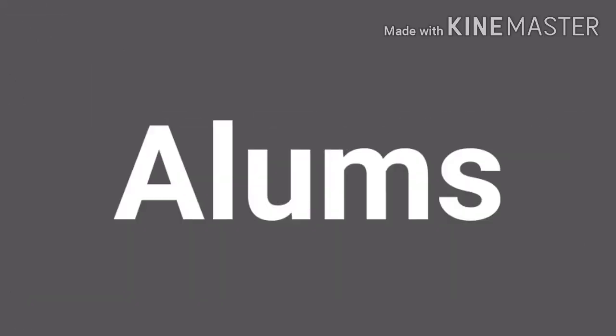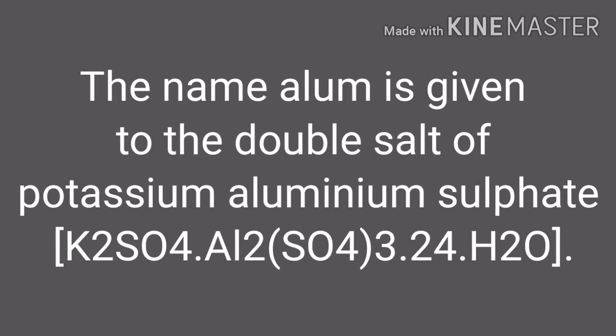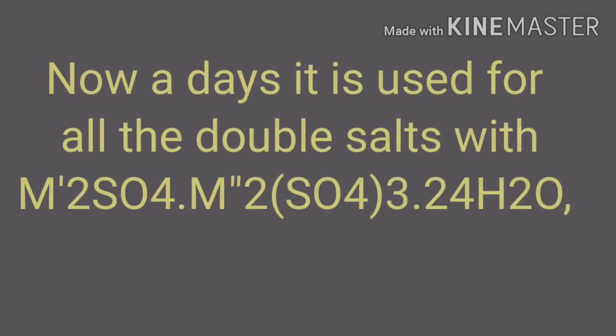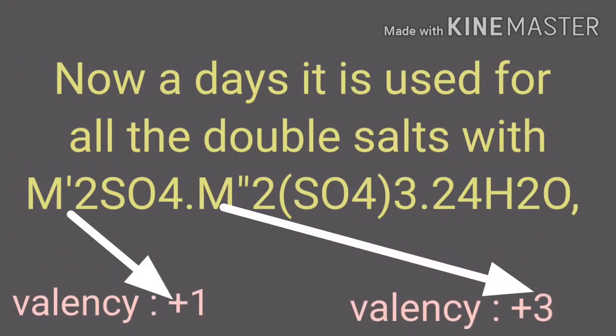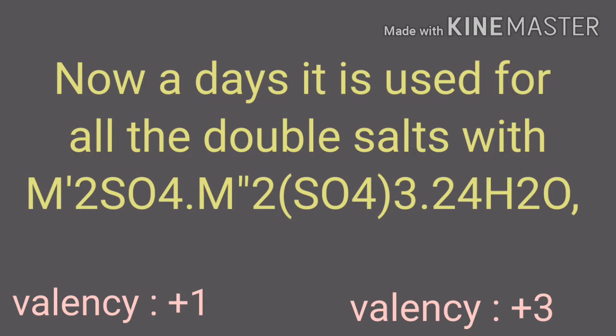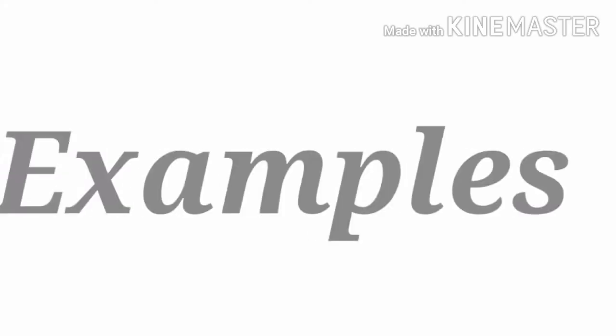Now the second member is alums. The name alum is given to the double salt of potassium aluminium sulphate, that is K2SO4.Al2(SO4)3.24H2O. Nowadays it is used for the double salt with M' and M''. Here M' has valency plus 1, M'' has valency plus 3. Where M' is univalent, that means a plus 1 metal ion or NH4 plus, and M'' is trivalent metal ion.